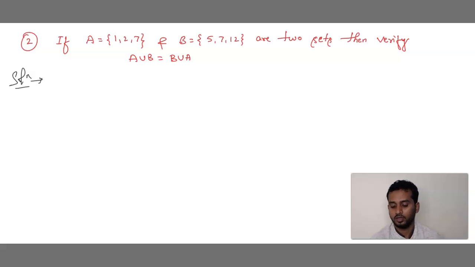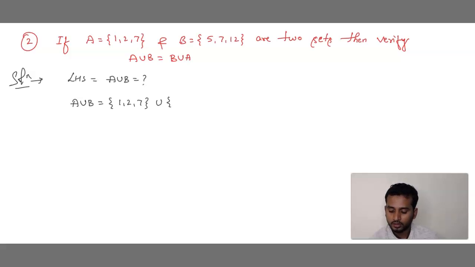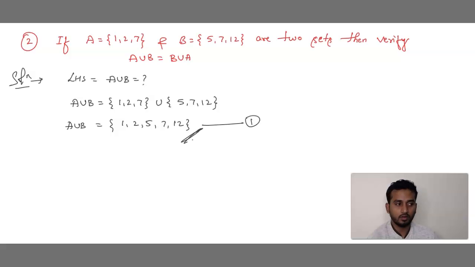Solution. What is LHS? LHS is A union B. This is what we need to find. Correct? So A union B means what? We have to combine. What is set A? 1, 2, 7, union set B, 5, 7, 12. We have to write from least to highest. Arranging the numbers: 1, 2, 5, 7, 12. This is A union B. I will call this equation 1.